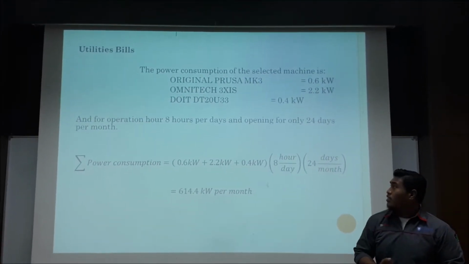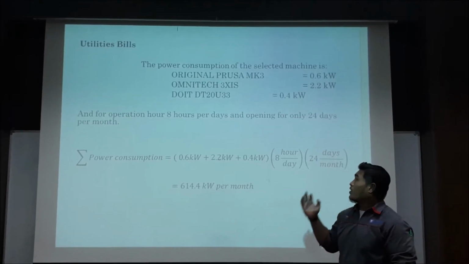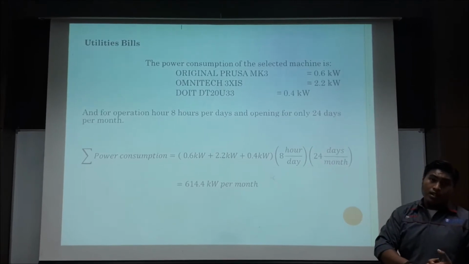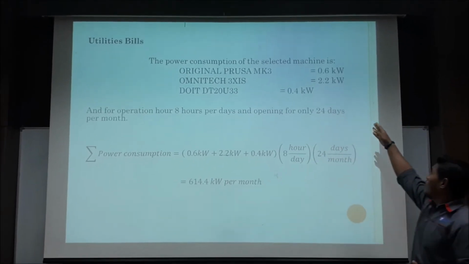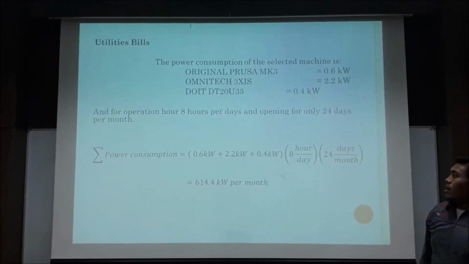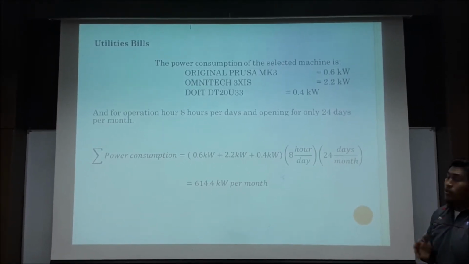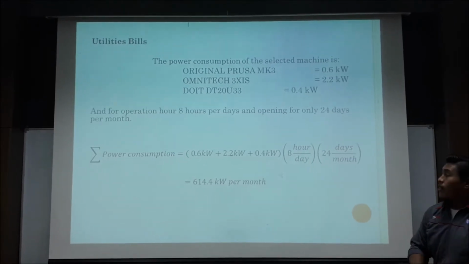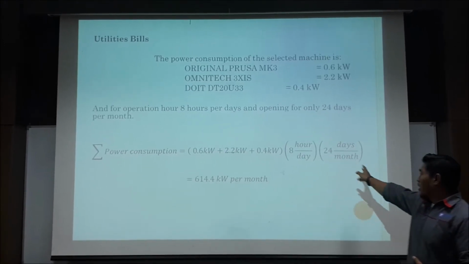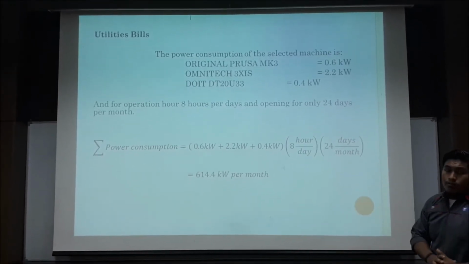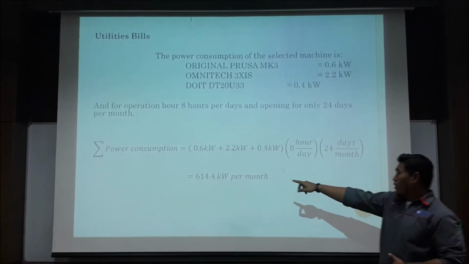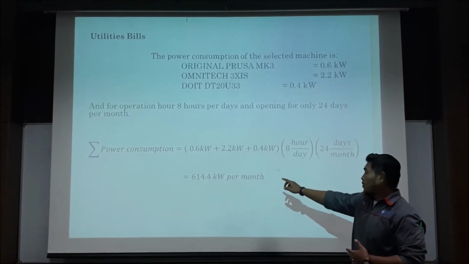The next is the utility base. The utility base is the power consumption of the selected machines. For the 3 selected machines in our company, the power is 3.6 kilowatt, 2.2 kilowatt and 0.4 kilowatt, operating for 8 hours, and we open only 24 days in a month. For the calculation of power consumption, we can use this formula. The total power consumption for our company in 1 month is about 1614.4 kilowatt-hours per month.